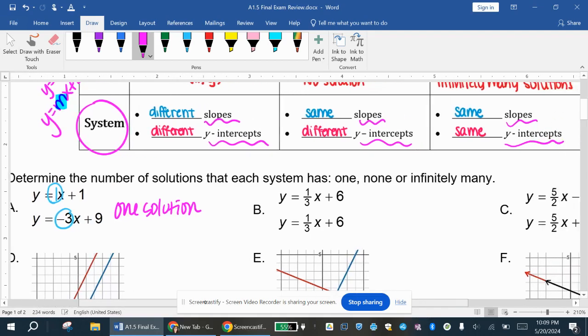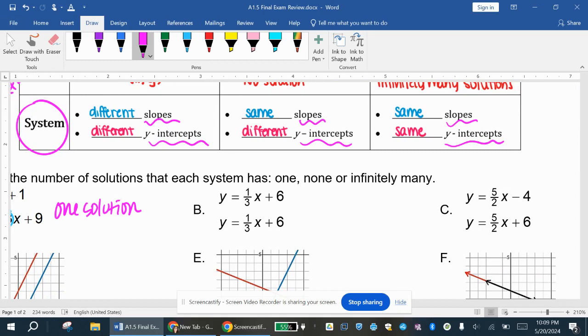As I look at the next one, I notice that the slopes are the same. Remember, those are the numbers next to the variable x, multiplied with the x. Since those are the same, now I have to look at the y-intercepts. Those are the numbers without the variable x. Now, if they had been different, these would be parallel lines. But because everything's the same, they are coincidental. They just happen to be, coincidence, the same line. This means they have infinitely many points in common, therefore infinitely many solutions.